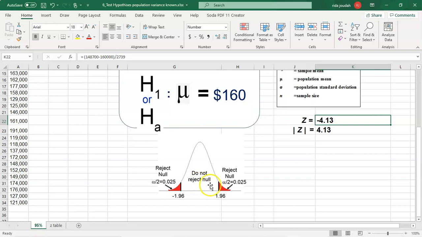And because it is located here, we reject null hypothesis and accept the alternative hypothesis. Based on that, we can say we have a significant evidence mu equal $160,000, or the average income of clinics in that city equal $160,000.